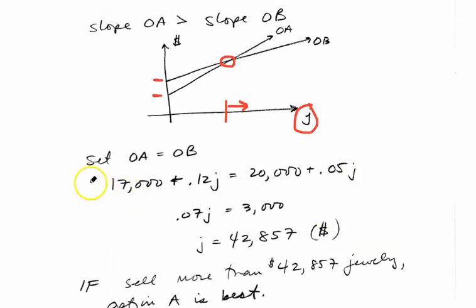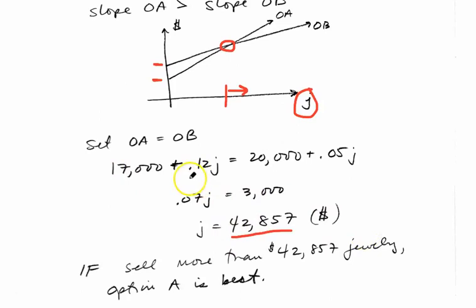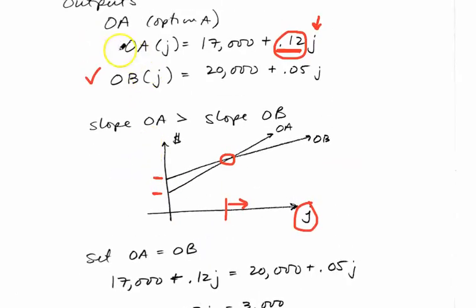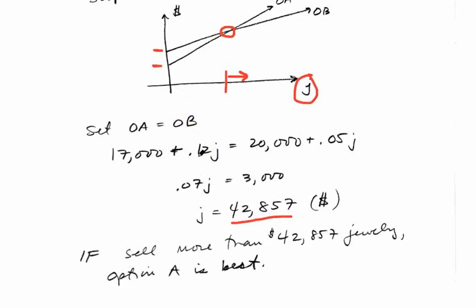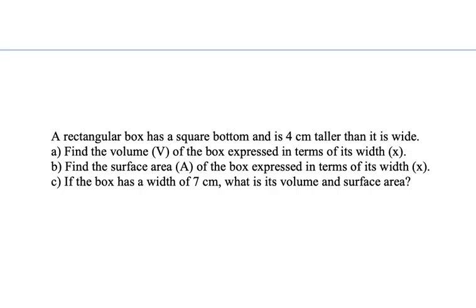So we just set those two equal to each other and solve for J, where J is the amount of money. So there's just OA. I don't plug in an independent variable. It's just the function that we wrote right here. It's that function and that function that we equate to each other, solving for the option.